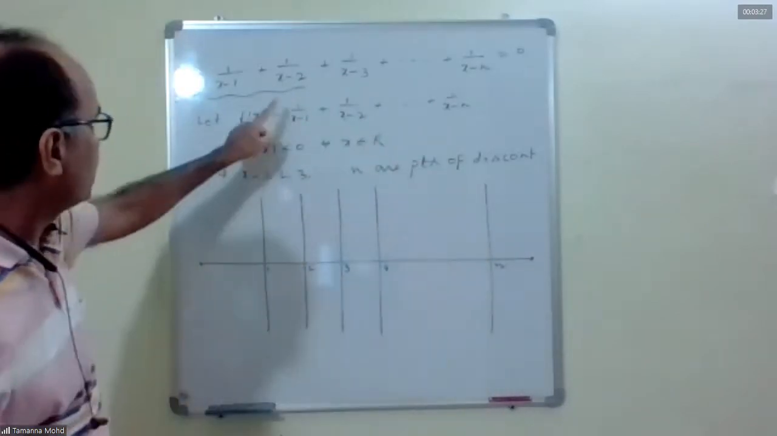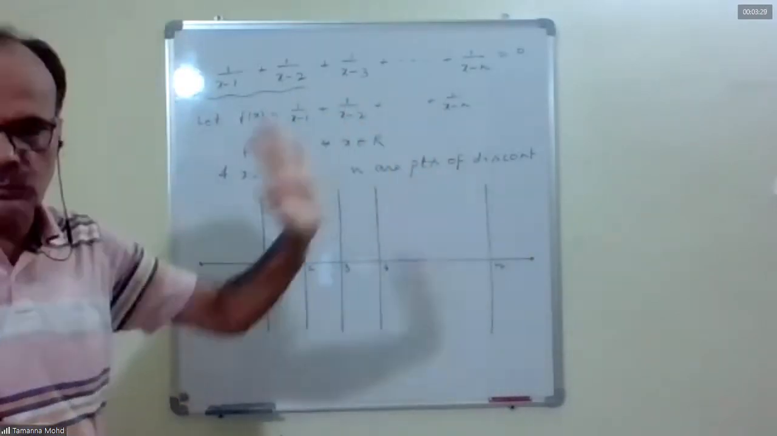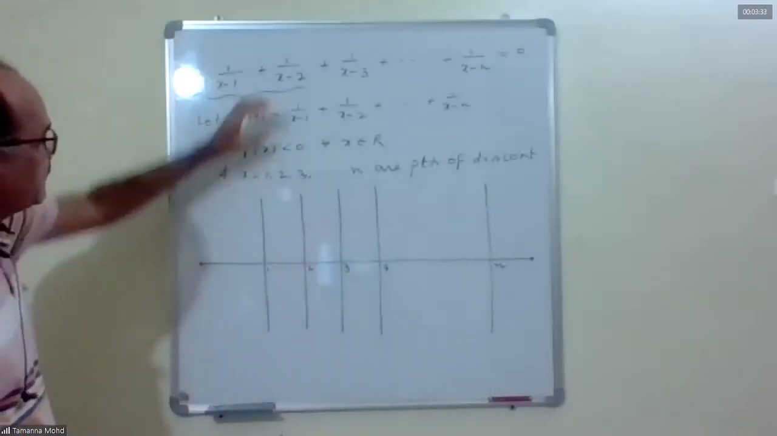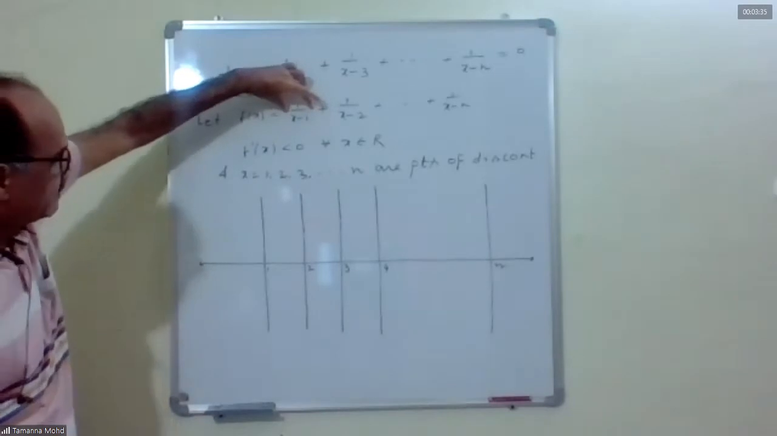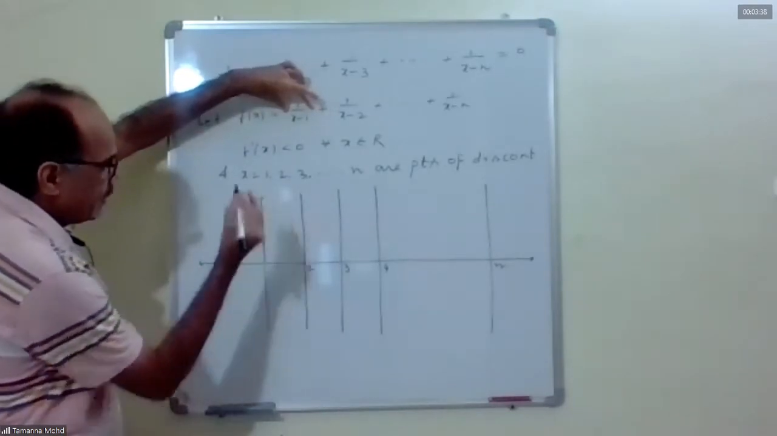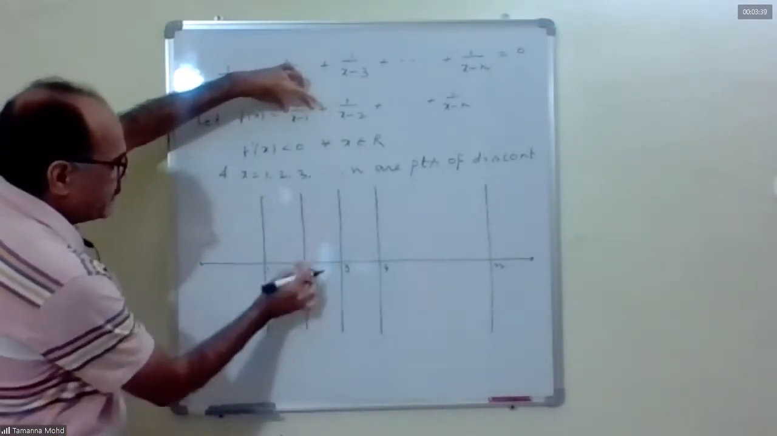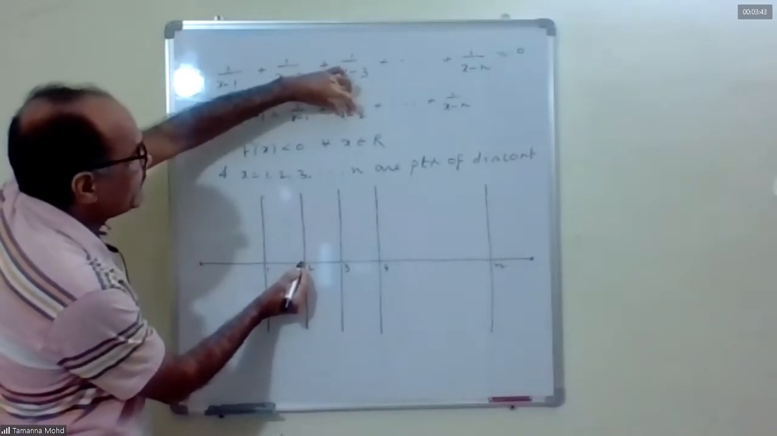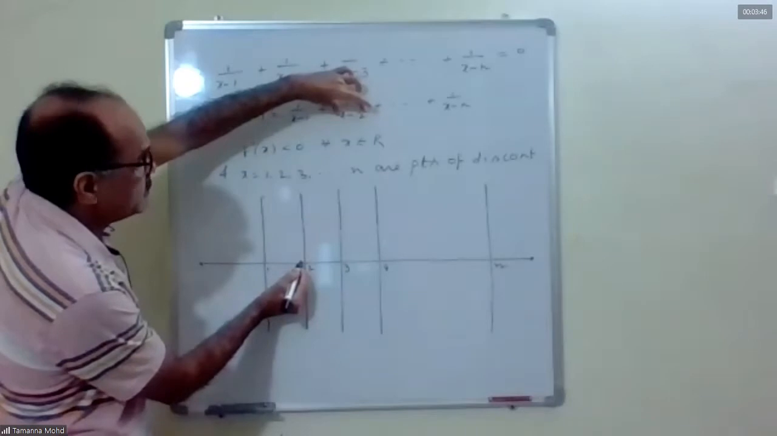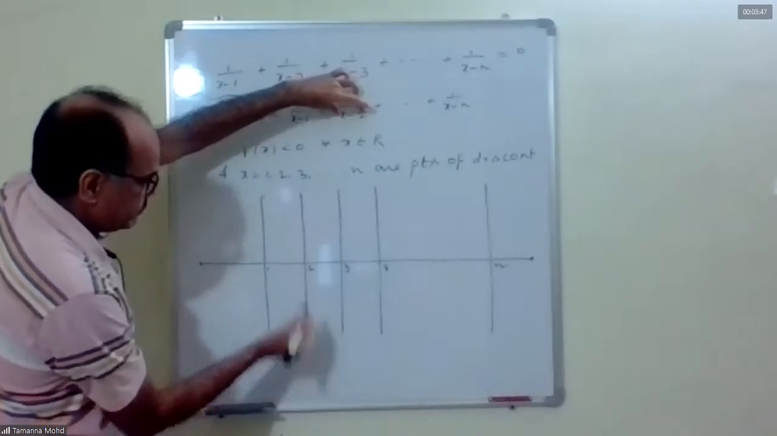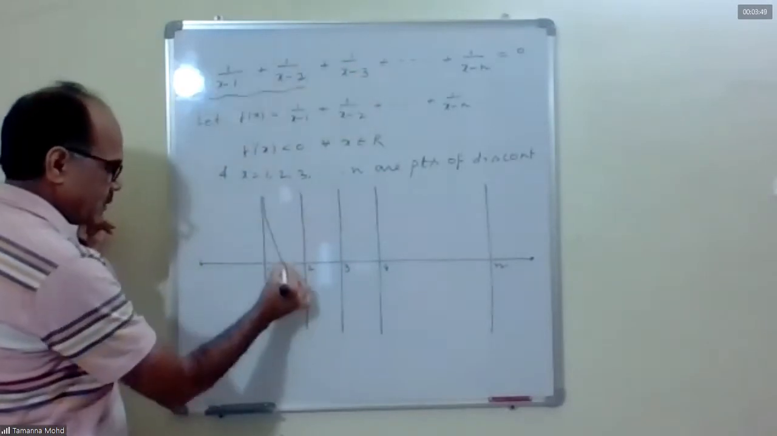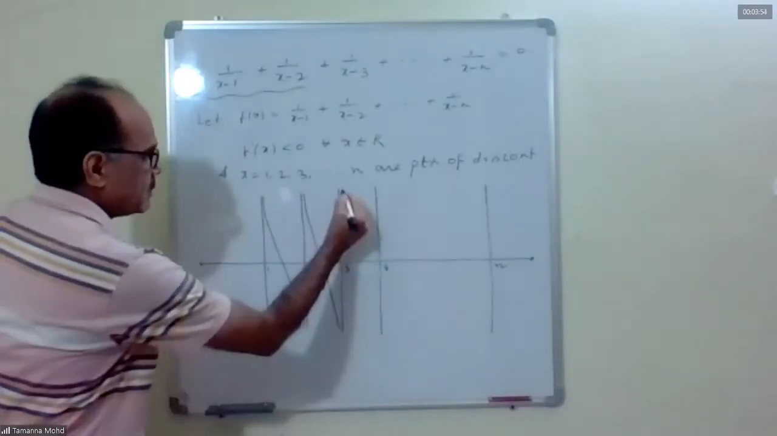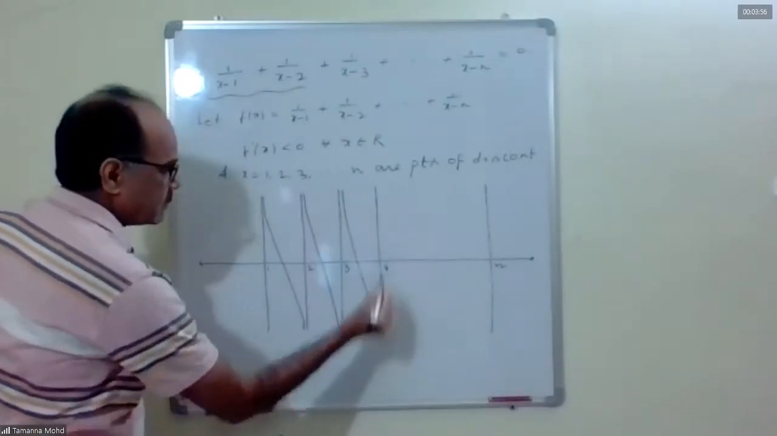What is the derivative? Minus 1 by (x minus 1) whole square. So the derivative is negative. Now, what is the limit at 1 plus? It is infinity. What is 2 minus, slightly less than 2? If slightly less than 2, this is 0 minus, infinity. Simply like this. All are like this, and so on.